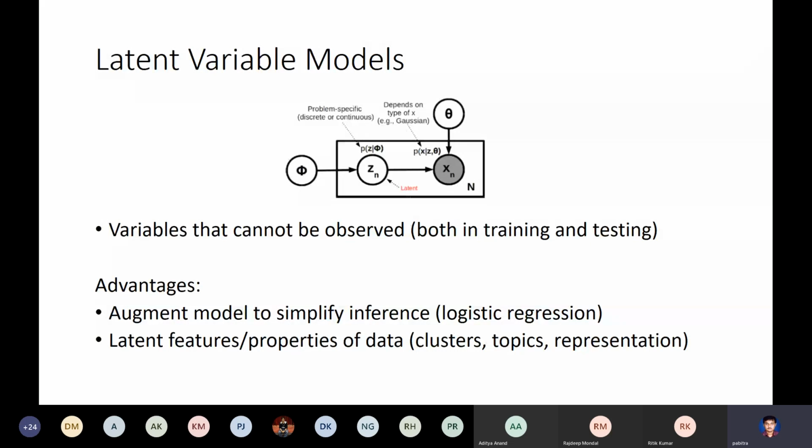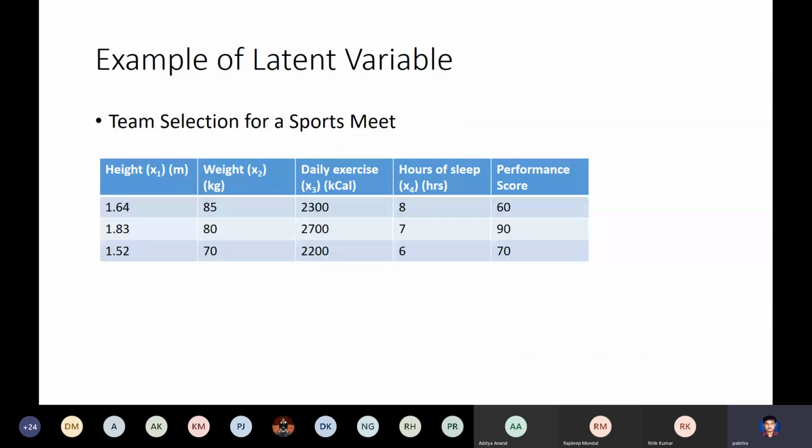Let me quickly explain these two cases. The first case is where introducing additional variables helps you in simplifying the probabilistic inference procedure. Let us take the following problem.